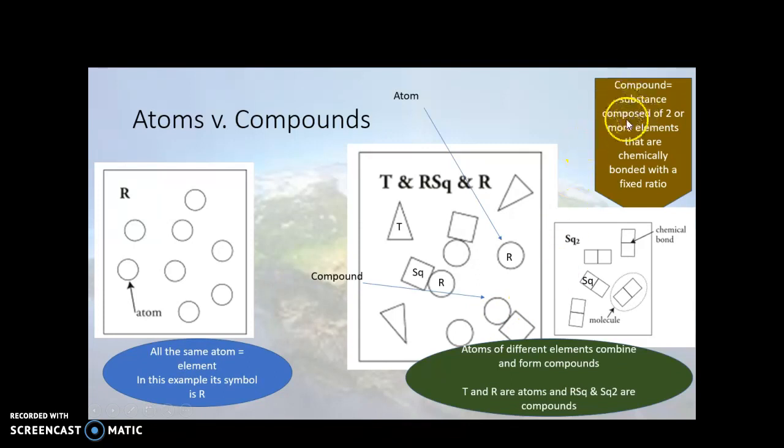A compound is a substance that is composed of two or more elements that are chemically bonded with a fixed ratio. And we see one square, one circle. There's a chemical bond between them, holding them together. There's no chemical bonds holding this one together. It's all by itself. T by itself, R by itself here. Here's another example of two of the same type of atom that are bonded together. There's a molecule of Sq and Sq, making it Sq with the subscript 2, saying that they're bonded together.